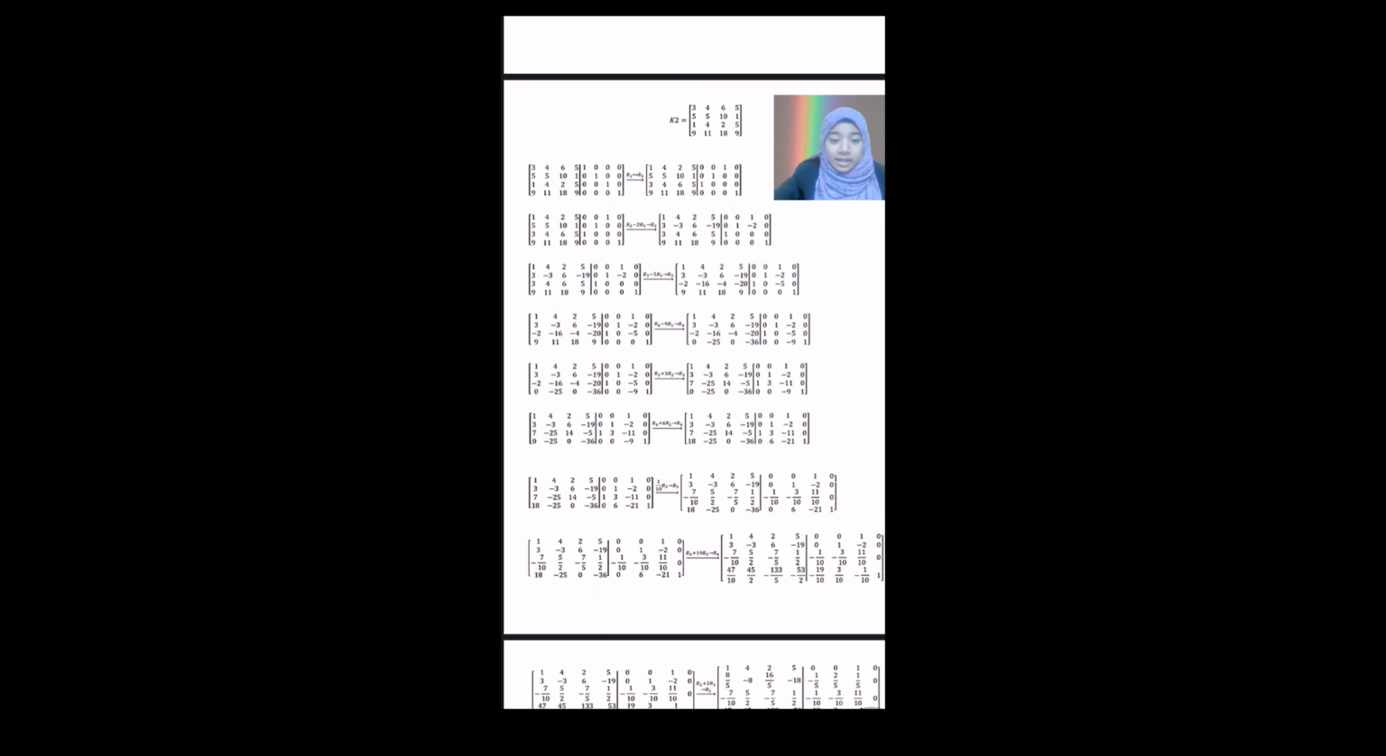I think the next step is we have to multiply row 3 by 1 over 10, and the answer that we get is the answer for row 3. Next, we have to multiply row 3 by 9 and add it to row 4, so we will get the answer for row 4. Next, we multiply row 3 by 2 and add it to row 2, and the answer that we get is the answer for row 2.